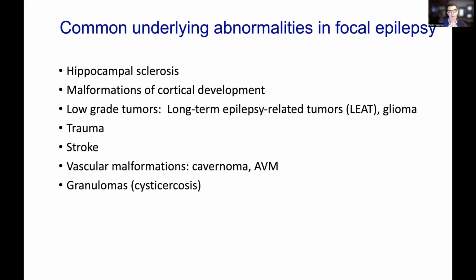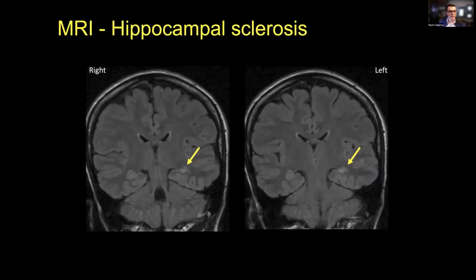Now, here are some common abnormalities that can be seen in focal epilepsy on MR imaging: hippocampal sclerosis, malformations of cortical development, low-grade tumors, trauma, stroke, vascular malformations, and granulomatous diseases. And here's a coronal FLAIR image showing one of the most common things we can see in our epilepsy patients, hippocampal sclerosis. The arrow is pointing to the sclerotic left hippocampus, where there's a decrease in volume compared to the contralateral side, and an increase in signal.